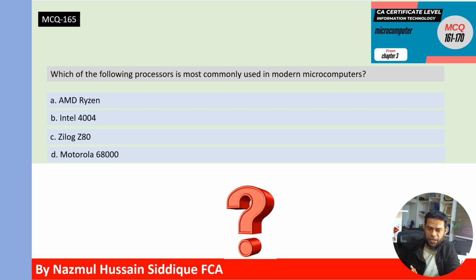Which one is the correct answer? The processor which is commonly used in modern microcomputers. The correct answer is A. AMD Ryzen is a type of processor and it is most commonly used in modern microcomputers.